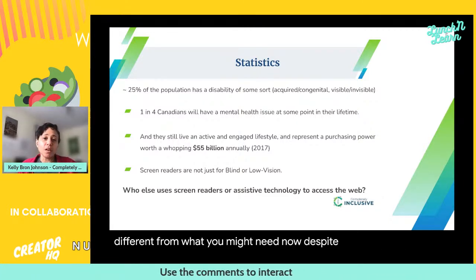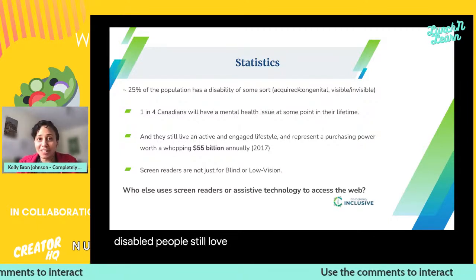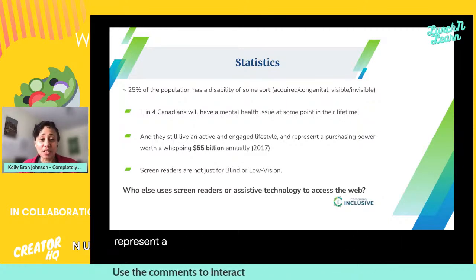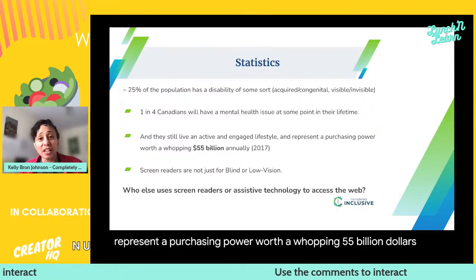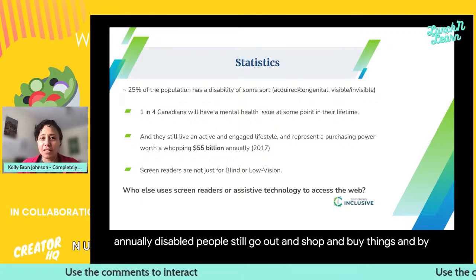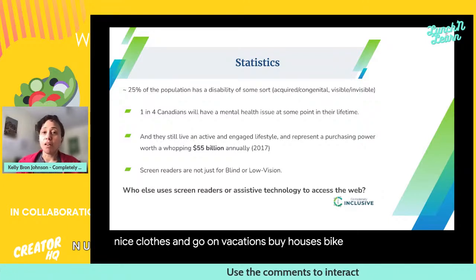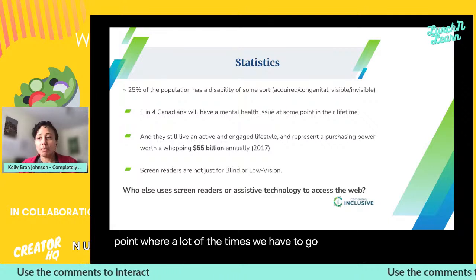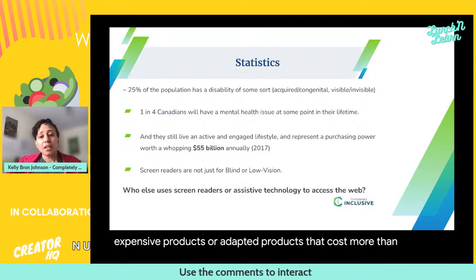Now, despite all of that, disabled people still love to live life, have an active lifestyle, and they represent a purchasing power worth a whopping $55 billion annually. Disabled people still go out and shop and buy things and buy nice clothes and go on vacations, buy houses, buy cars, and even to the point where a lot of the times we have to buy even more expensive products or adapted products that cost more than regular products.